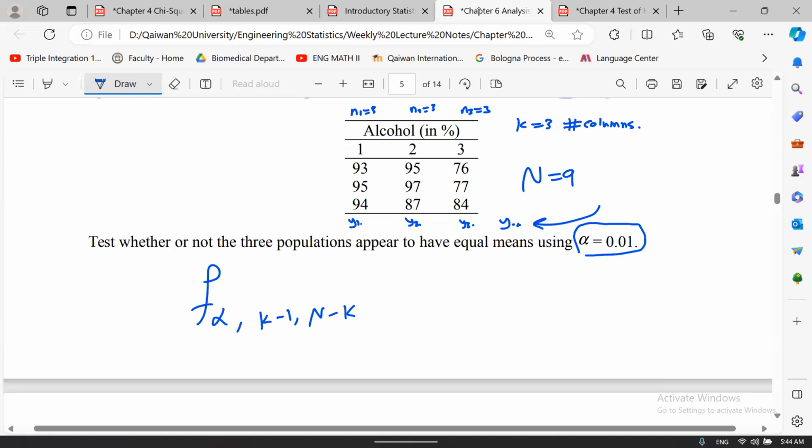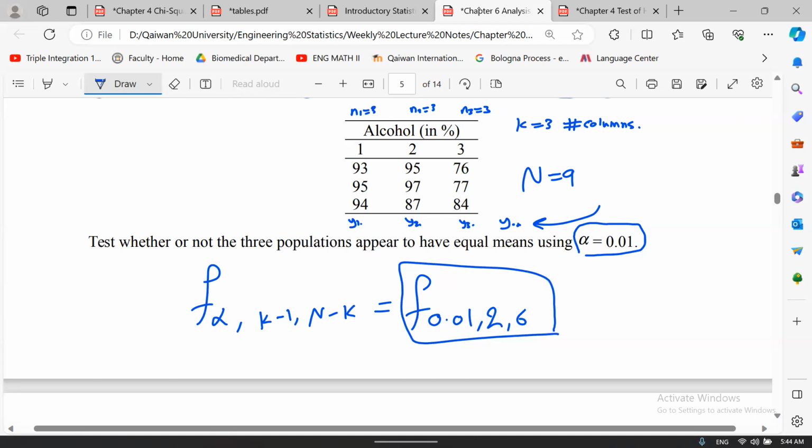We already have K and N, and alpha is also given, which is 0.01. K minus 1 is 2, where K is 3, the number of columns, minus 1 is 2. Then N minus K, where N is 9, minus 3, the number of columns, is 6. We need to look for this value in the table.